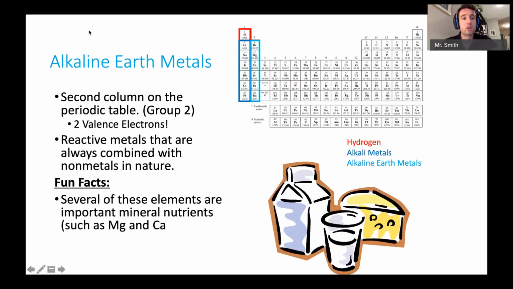Next up, we have the alkaline earth metals. So notice the difference here, alkali metals versus alkaline earth metals. Very similar names. Alkaline earth metals is the second column. So the way I think of it is alkali always comes first because it's fewer letters, and then alkaline earth comes second because it's more letters. They all have two valence electrons. These are things like magnesium, calcium, different stuff that you would see in your body.